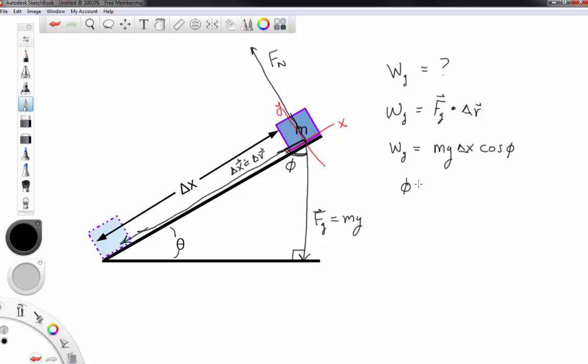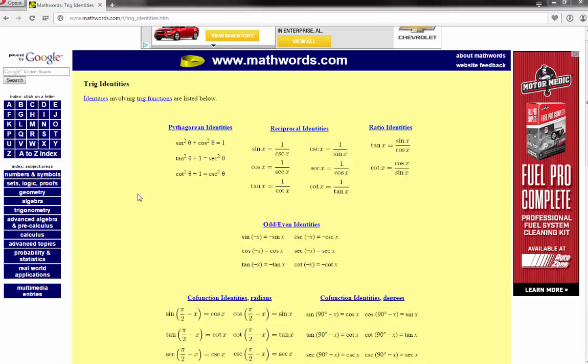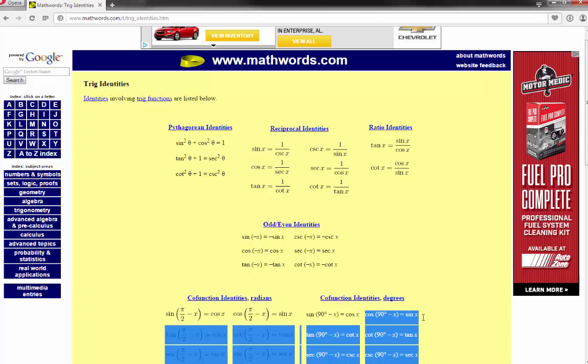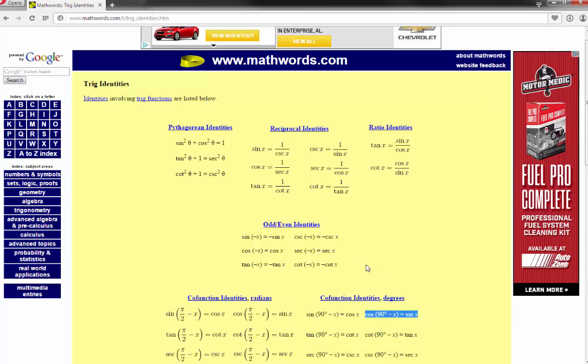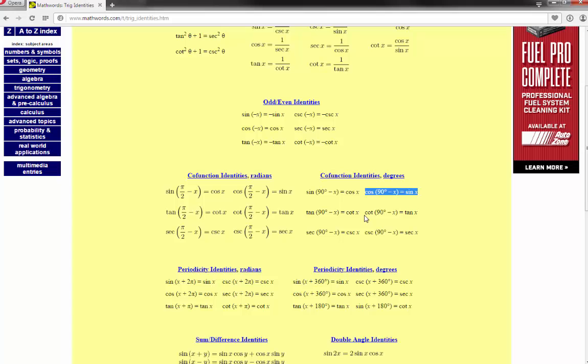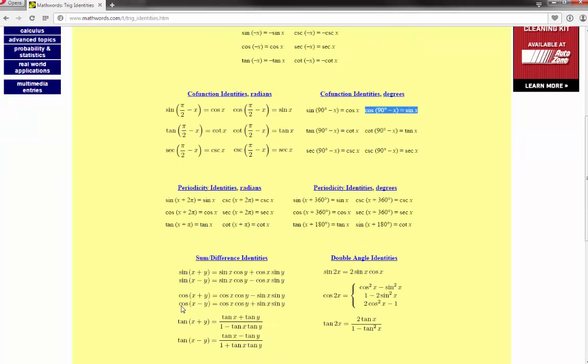So notice that phi is actually equal to 90 degrees minus theta. So that means that the cosine of phi is equal to the cosine of 90 degrees minus theta. And there's an identity for this. So at this point, it may be helpful to pull out our handy-dandy chart of trig identities. And I look down here and I notice this identity here, cosine of 90 minus x is equal to sine of x. And really, you can get that from using these other identities.